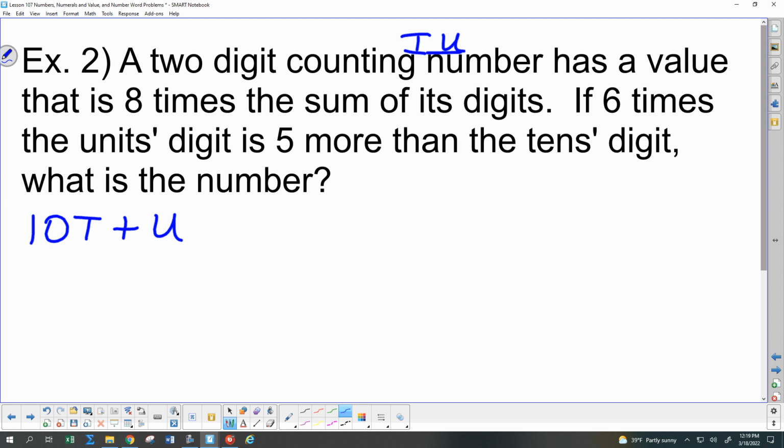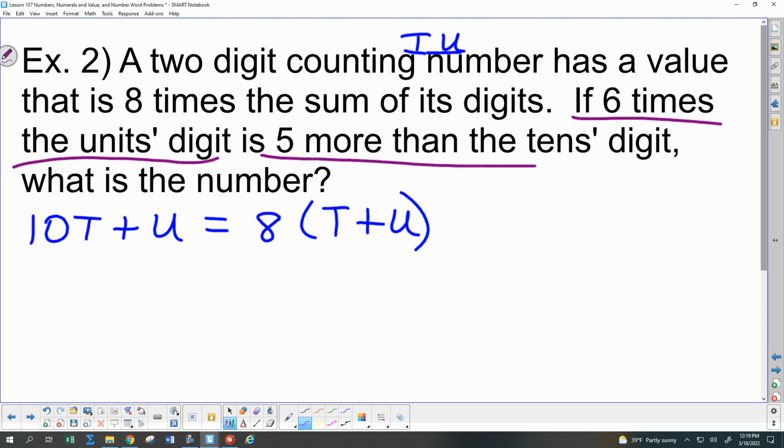Okay, so that value is 8 times something else. 8 times the sum of the digits. So if I have something in the tens digit, something in the units digit, I'm going to add those two digits up. So t plus u. Everybody good with that? Okay, we have a second equation in there. 6 times the units digit is 5 more than the tens digit. Who can tell me an equation for that? Nicole, would you give it a try?